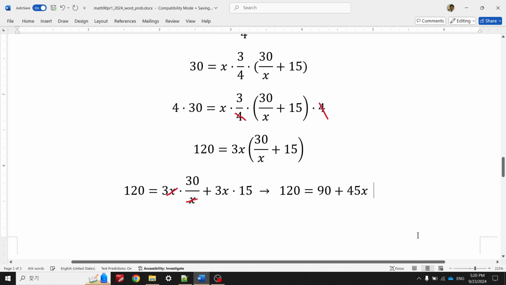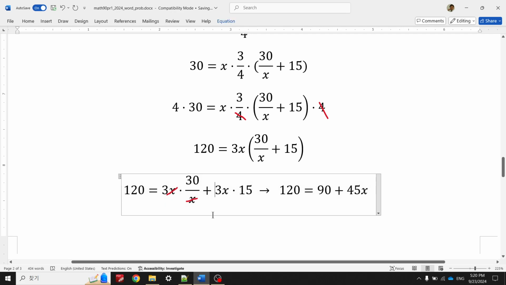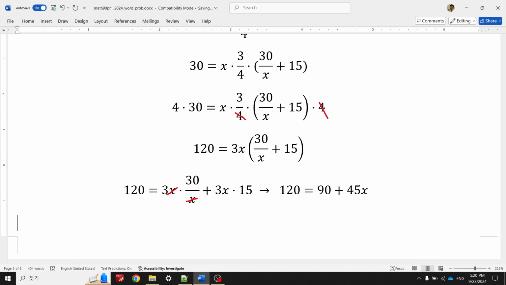Okay. So once you get rid of the x's, we just have 3 times 30, which is 90. 3x times 15 is 45. So now you can subtract 90 from both sides. So 120 minus 90 gives you 30, equals 45x.